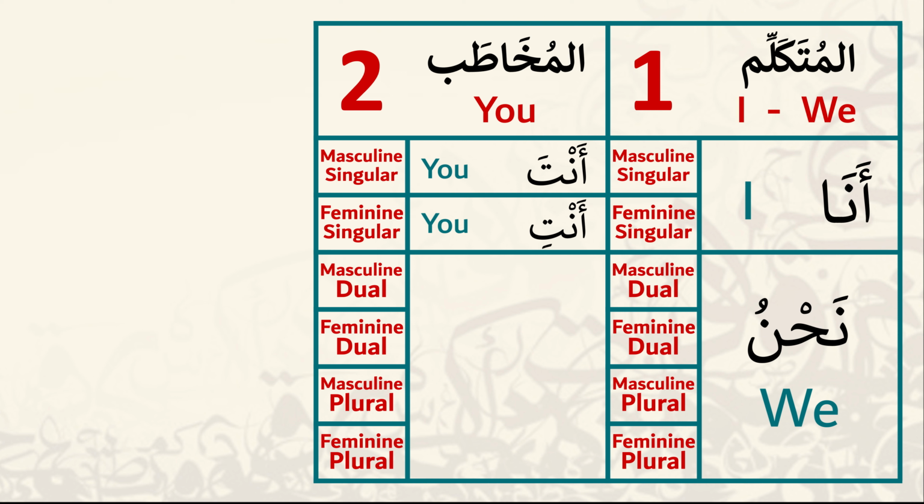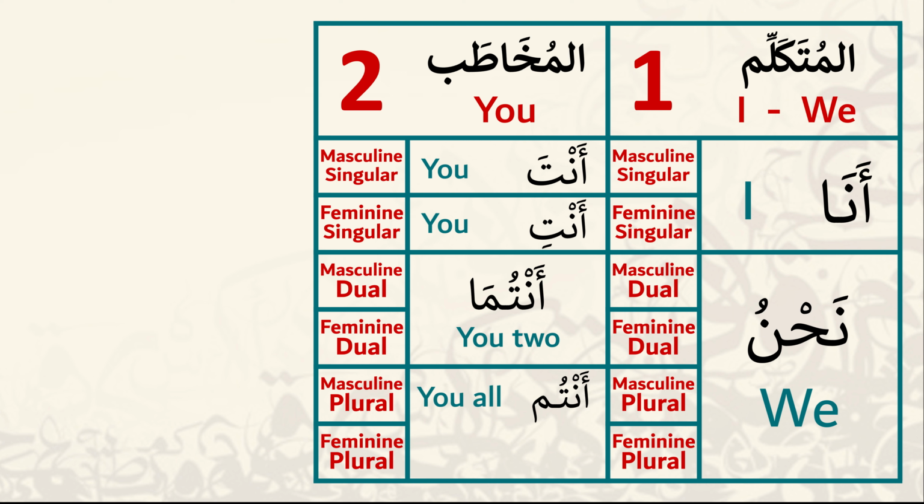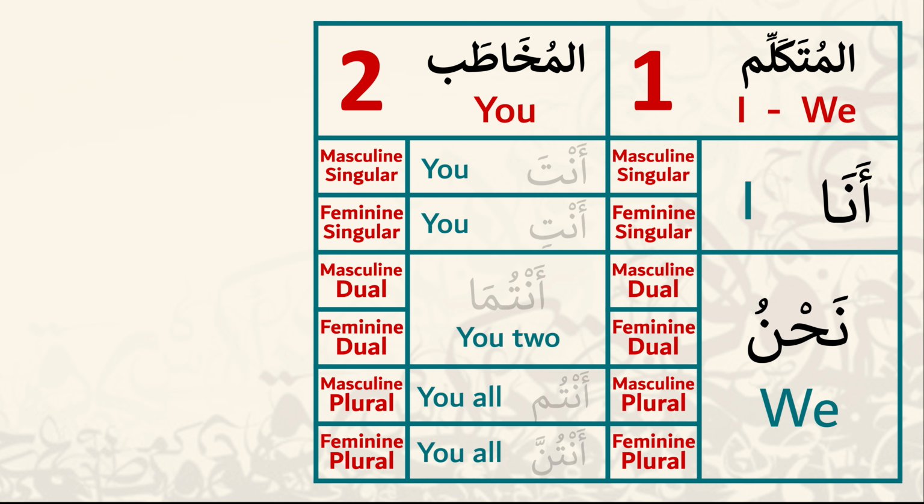Then we have أنتما, means you two. And this one works for both genders of dual, masculine dual and feminine dual. Then we have أنتم, means you all for masculine plural. And lastly, we have أنتن, means you all for feminine plural. So the pronoun you in English, only one word, has 5 equivalents in Arabic, as you can see.